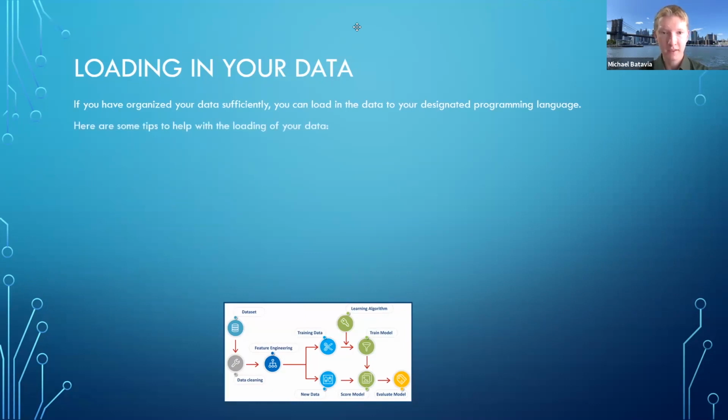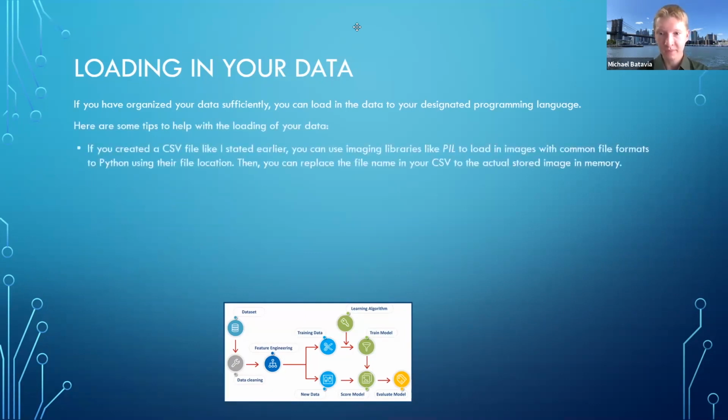And here are some tips. Feel free to write this down. So if you use that CSV file idea I said, where you have one column the file name and the other column the label, you could use imaging libraries like PIL, which stands for, I think, Python Imaging Library, to convert the file name into the actual image, like read the file name from the directory and get an image back, and just replace the file name with the image. So that way you have a one-to-one mapping between the image and its label.